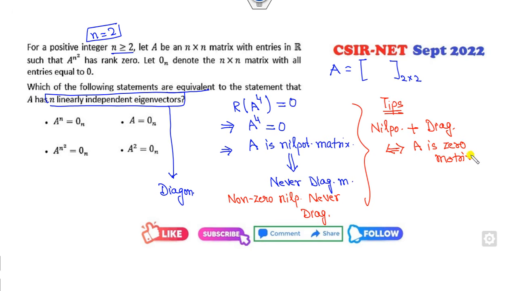Now look at the options. Nilpotent matrix is given to you, diagonal matrix is also given to you. Which of the following statements is equivalent? A must be the zero matrix. So the other options are cancelled. Remember, A square equal to 0 doesn't imply that A is 0. Fine.